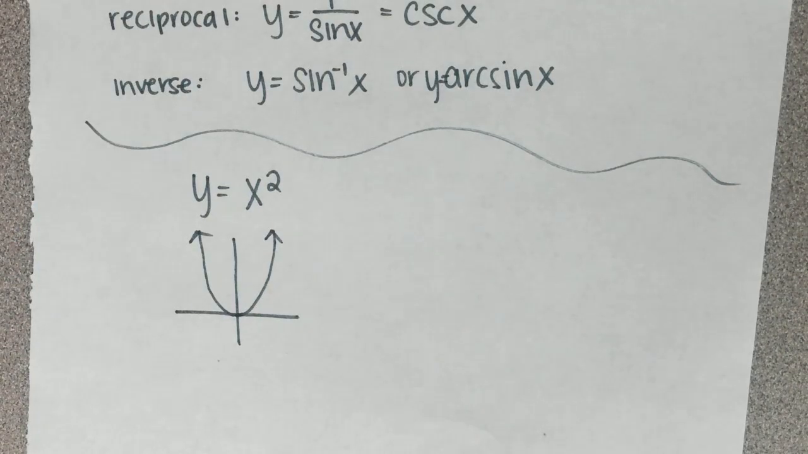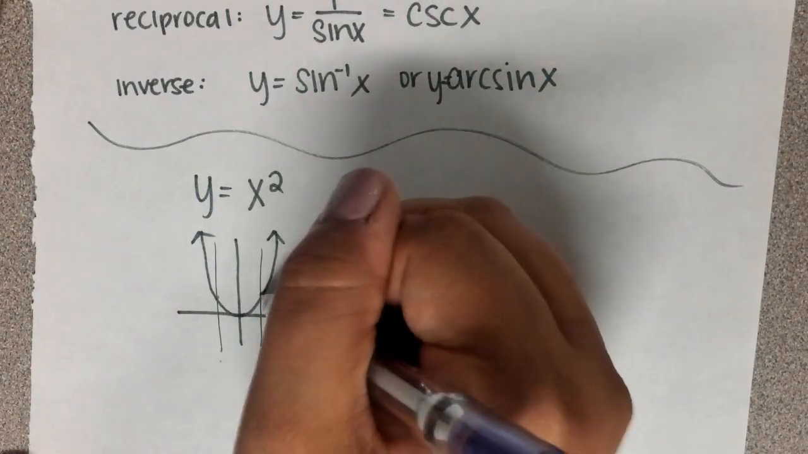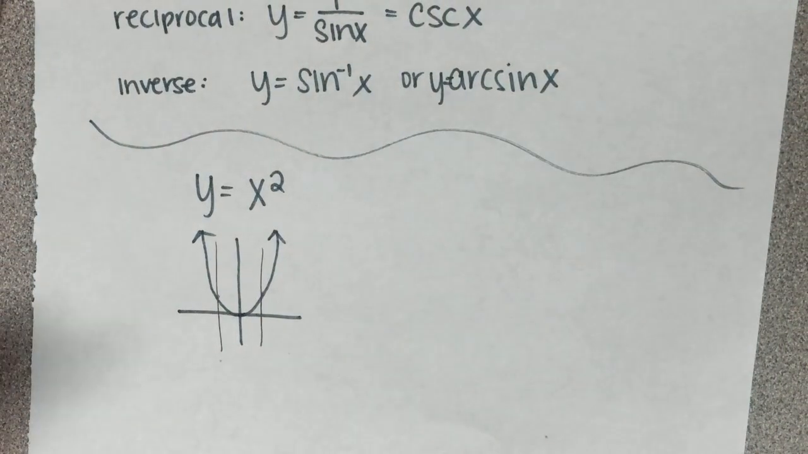Passes the vertical line test. What's the vertical line test? When you draw a bunch of vertical lines and what happens? It only hits how many times? One time. Vertical line test. Y'all learned that like in Algebra 1, right? Okay. To be a function, every x only has one y.